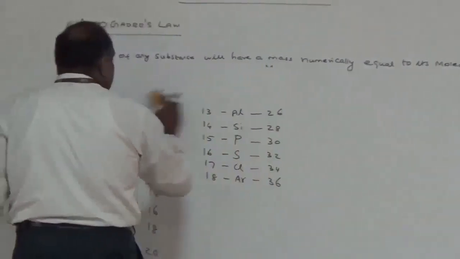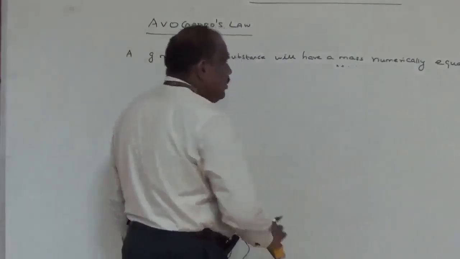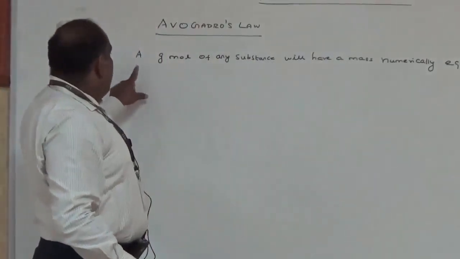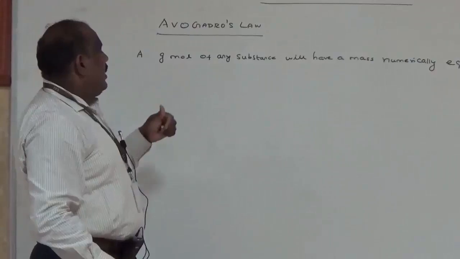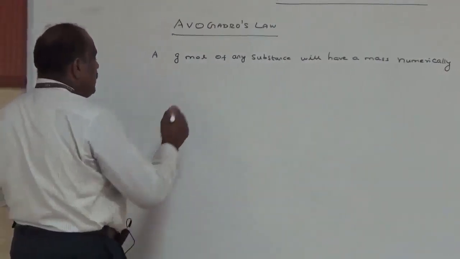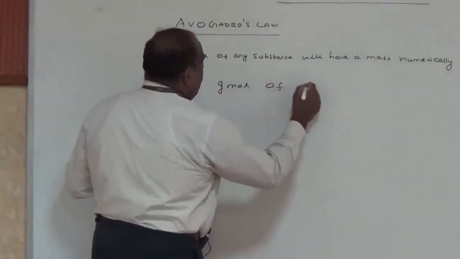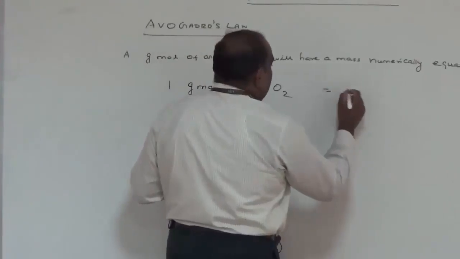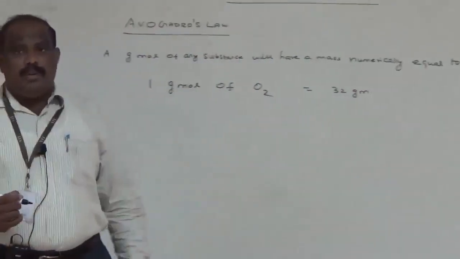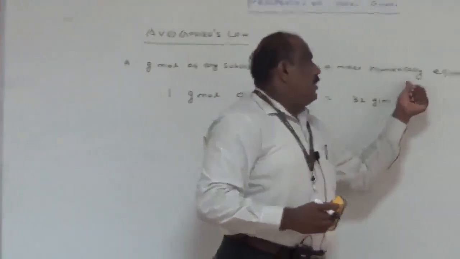Okay. Now we have a good idea about the molecular weight. Now let us proceed to this statement. What does this statement say? 1 gram mole of any substance will have a mass numerically equal to its molecular weight, which means 1 gram mole of oxygen will have 32 grams of mass. 1 gram mole of oxygen will have a mass numerically equal to its molecular weight.